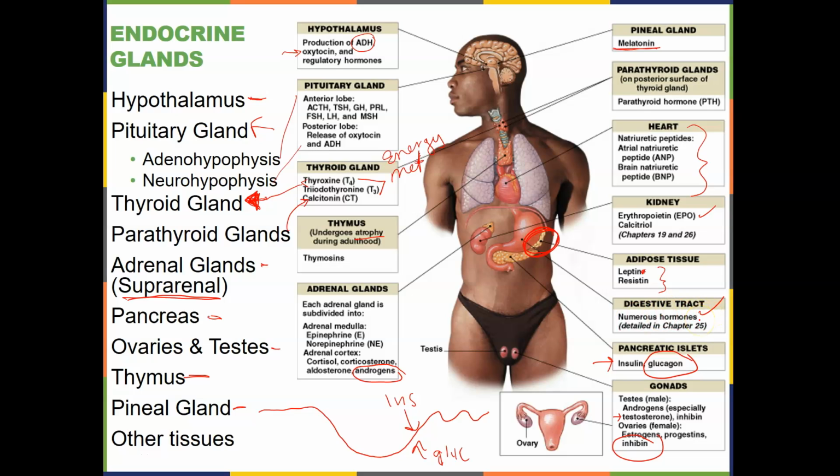Digestive tract, like I said, there are a lot of hormones there. One in particular, serotonin. When you eat, serotonin is produced to actually control peristalsis in the digestive tract. Serotonin can get into your bloodstream and get up to your brain and make you feel good. So when you eat that cookie, it feels so good. I know. And then the pancreatic islets we talked about.